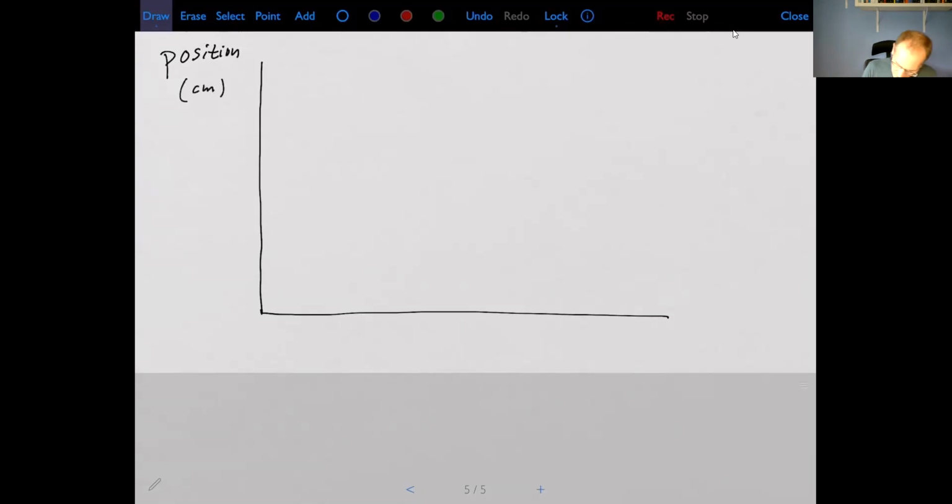Okay, so again, I'm plotting position versus time, just like I did in the very first graph. But it's going to be different than the first graph. Remember, the first graph was linear because we had constant velocity motion. In this case, we know that we have constant acceleration. In fact, we know that the velocity of the cart is increasing over time. Well, what represents the velocity?